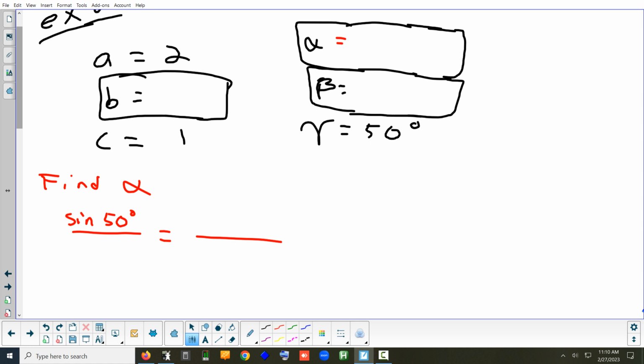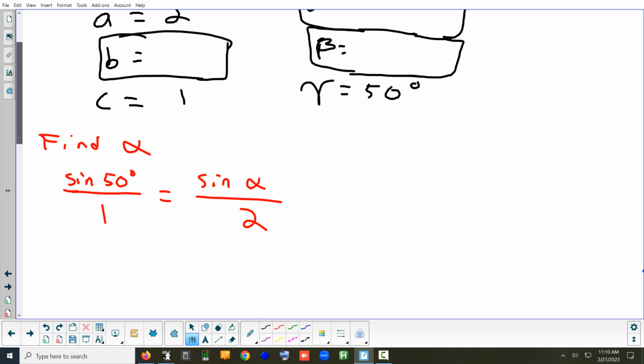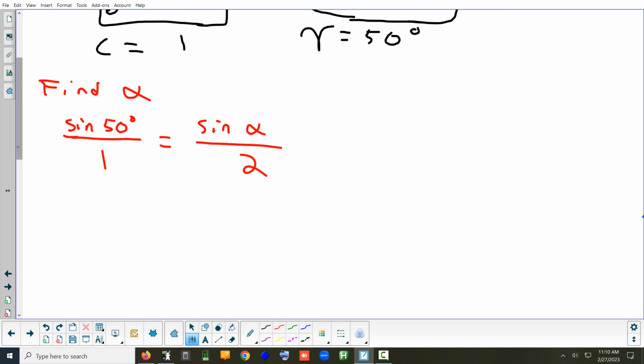Sine 50 over 1, and then sine alpha over 2. I don't even really need to cross multiply here because I just multiply each side by 2, and you get 2 sine 50 equals sine alpha.